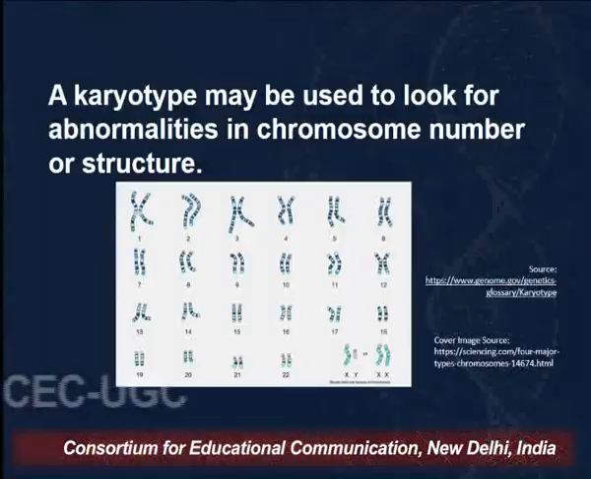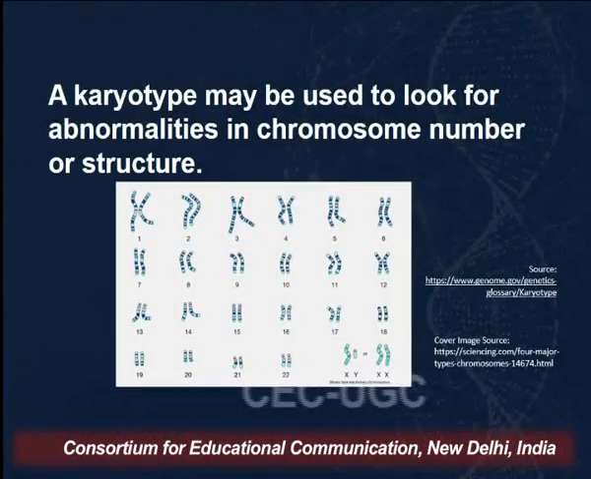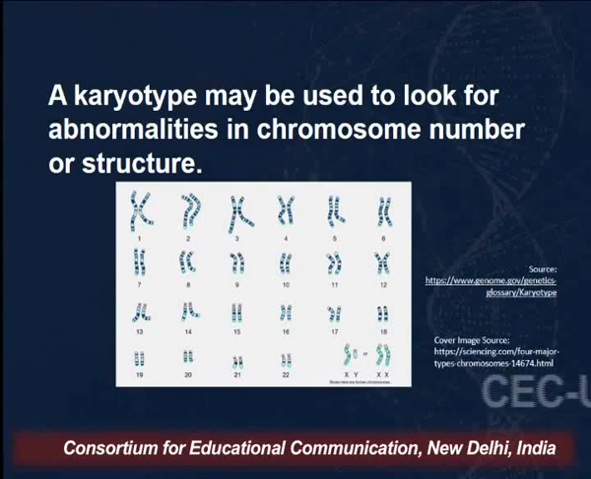Now, before starting, there is a branch of science called cytogenetics, which is a branch of biology that focuses primarily on the study of chromosomes and their inheritance. It is a branch which deals with medical genetics. In this branch, we study a technique called the karyotyping technique.